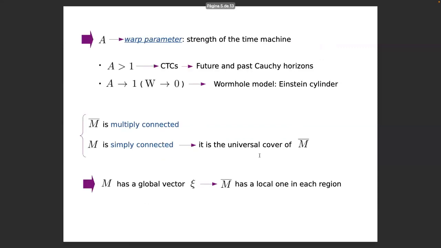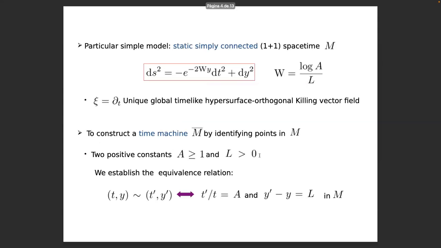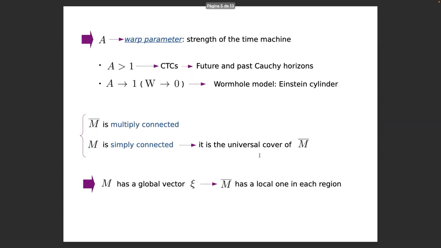We have the case with no curvature, and we have the wormhole model, the Einstein cylinder in this case of one plus one. Okay, I have to speed up. So just to make it clear, this is the multiply connected space, that is the quotient space of this simply connected one by the fundamental group that is defined by this equivalence relation. And this simply connected one is the universal cover of this one. In this universal cover, we know how to develop our quantum field theory. Because it has a global Killing vector, we can define everything, perfect.